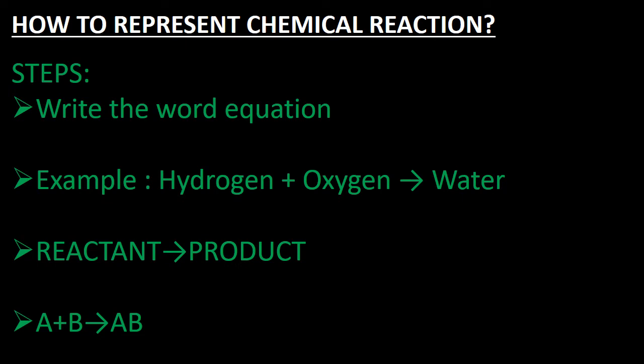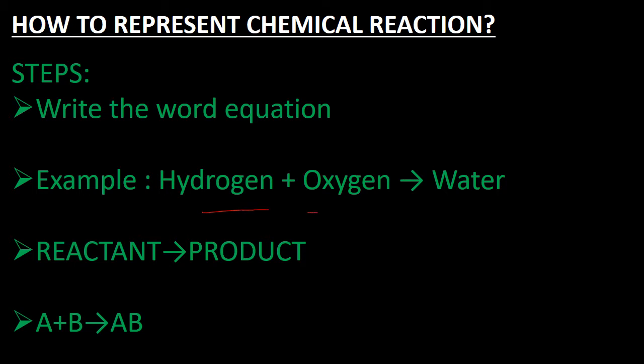Now, how to represent all these chemical reactions? All the time it can be written in words. For example, hydrogen combines with oxygen to form water. It is a long sentence, and it is not so easy to write a long sentence every time. So what we can do is take short forms. An easy way to represent a chemical reaction is with a word equation. So let us start with the word equation.